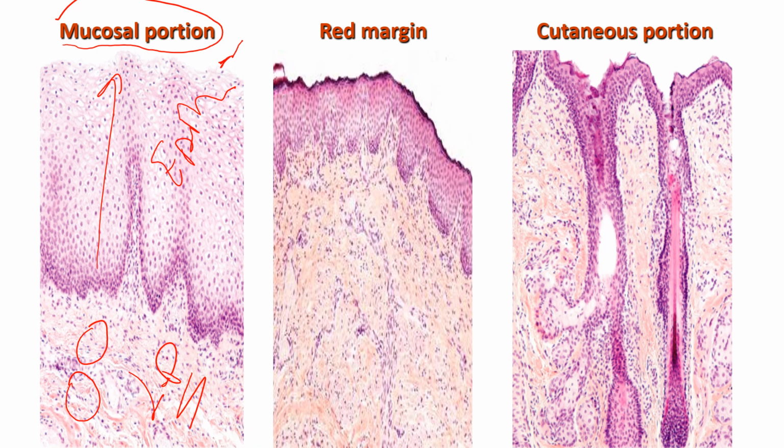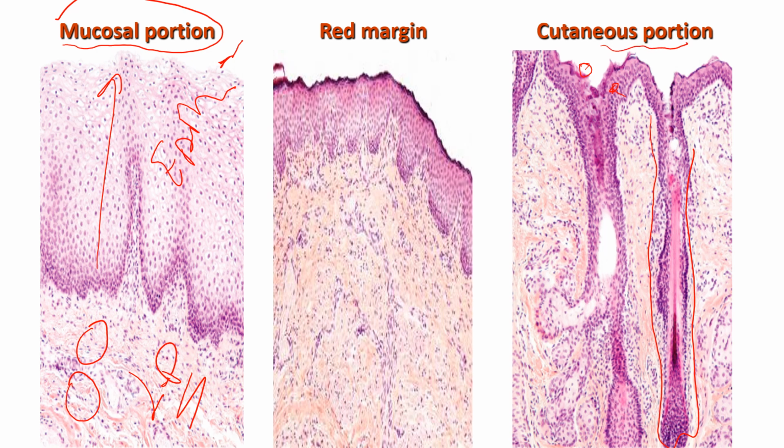What about here? Can you see here many layers of epithelium? So it is a stratified epithelium. Can you see that this red structure is keratin? So it is a stratified squamous keratinized epithelium, and there is deep invagination for the hair follicle. So this is skin. This is the cutaneous portion.